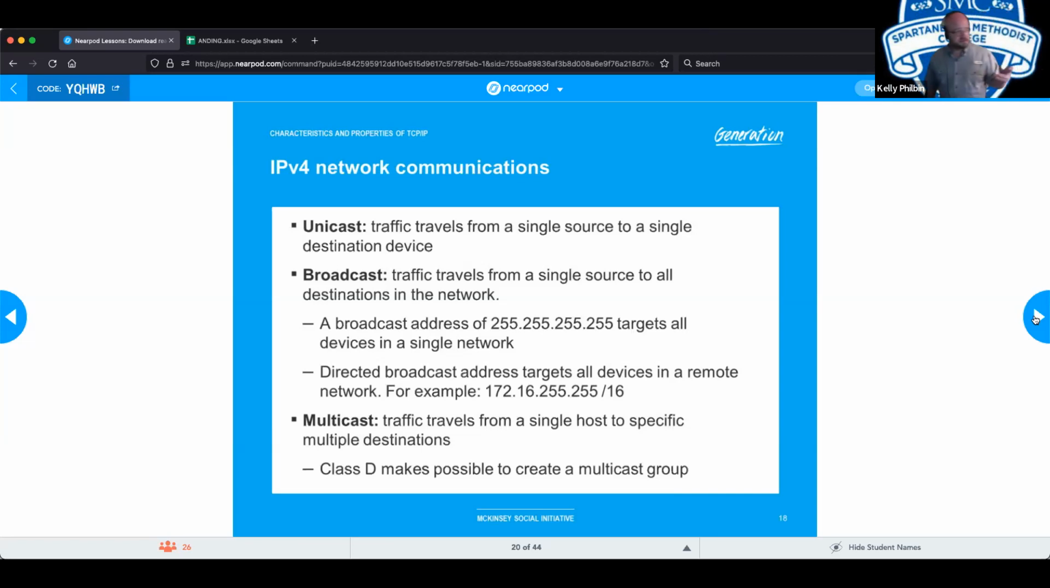Broadcast traffic travels from a single source to all destinations in the network within the broadcast domain. If you remember, we briefly mentioned what a collision domain was. It's where the data can essentially run into each other. A hub is considered a collision domain. A switch breaks up collision domains, but it's still the same broadcast domain. So I can still broadcast to everybody on a switch, but each port on a switch is its own collision domain, so it limits the number of collisions.